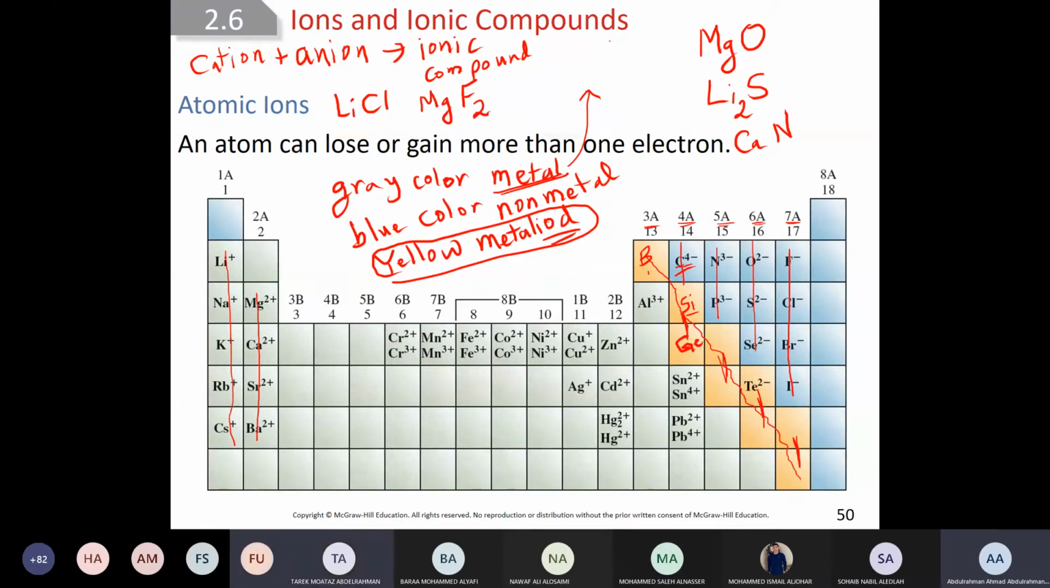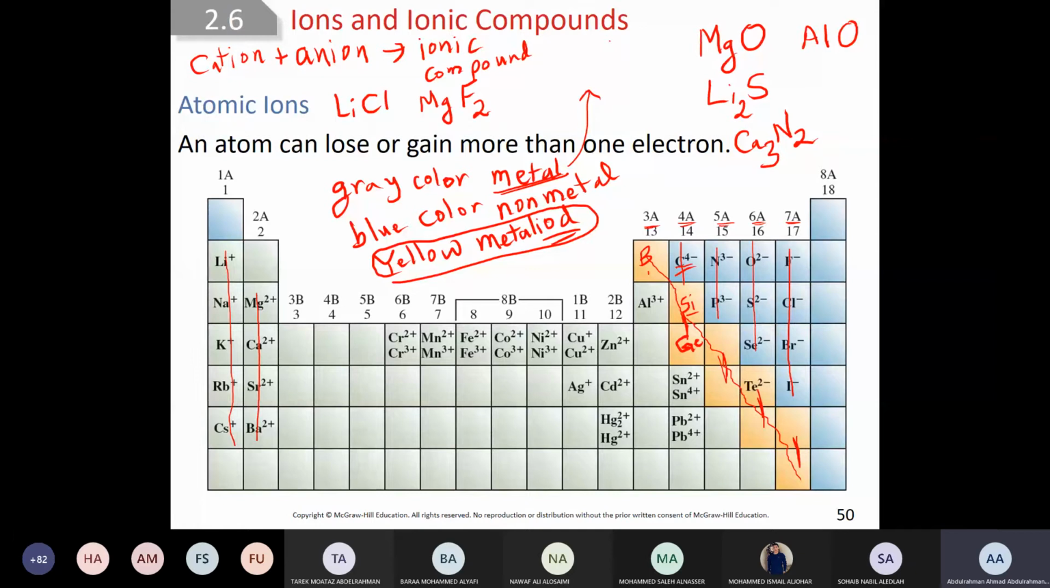3 to 2. 1 to 2. 3 to 3 to 2. So where should I write the 3? After the calcium. Nitrogen? 2. 2. Is this clear? Let me give a more difficult one. Let's have aluminum with oxygen.